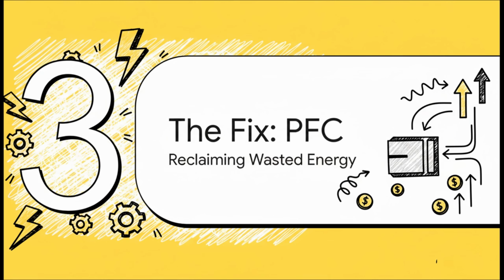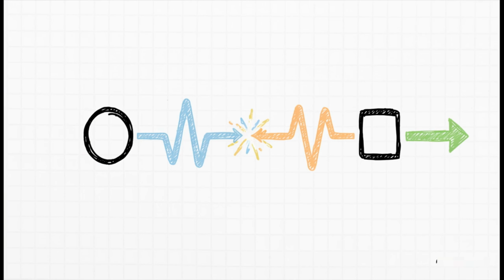But the good news is there's a very straightforward and effective fix. So let's talk about power factor correction and how you can start reclaiming all that wasted energy and money. The basic idea here is brilliant in its simplicity. We know the problem is lagging reactive power, which comes from inductive loads like motors. So the solution is to introduce its electrical opposite, leading reactive power, which comes from capacitive loads. It's like a perfect counterbalance. They effectively cancel each other out.